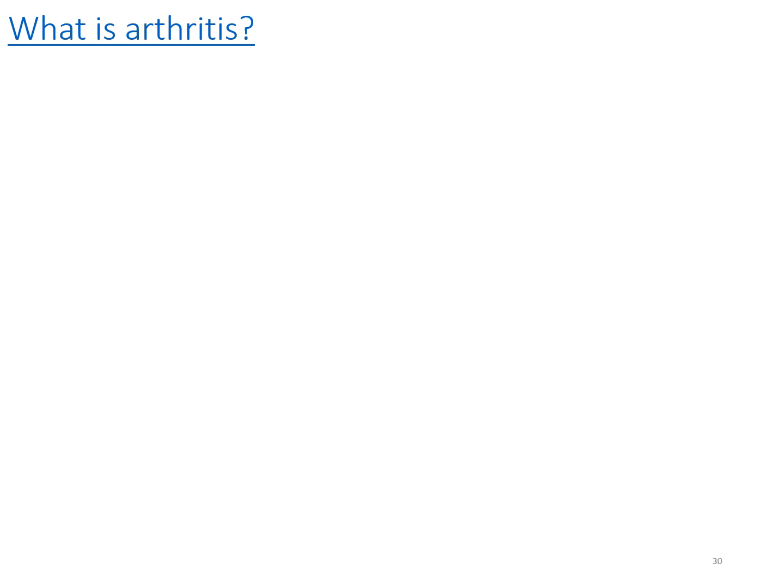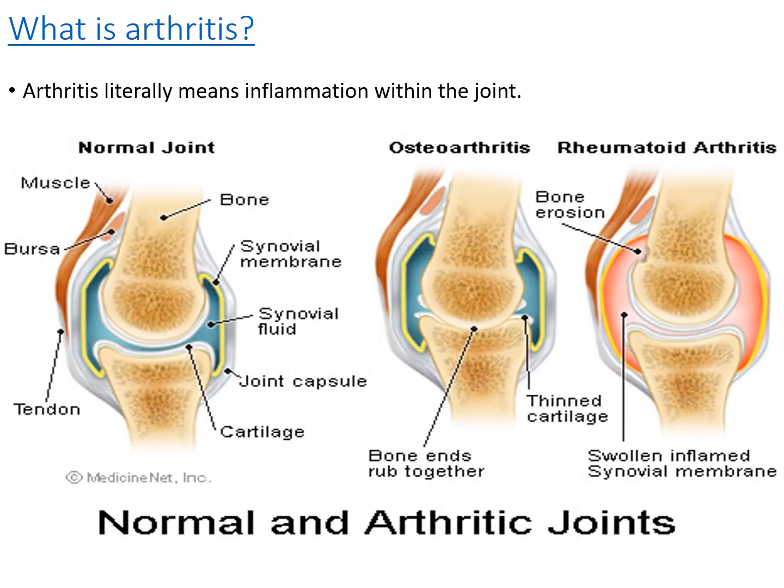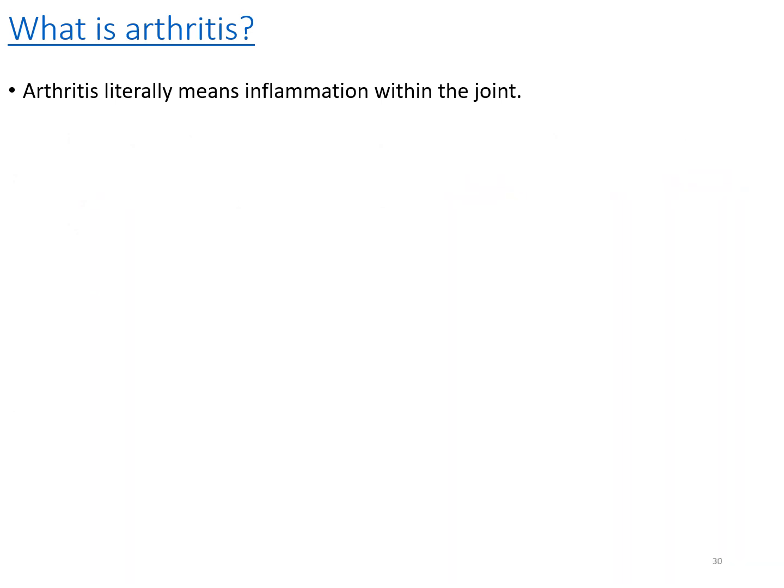So what is arthritis? Arthritis literally means inflammation within a joint. On the left we have a normal joint with the bone. I think this looks like a knee probably. And the yellow bit will be the synovial membrane. Now that synovial membrane secretes a fluid called synovial fluid, and that helps lubricate the joints. On the ends of the bones we have articular cartilage. So that's a nice, normal, healthy joint.